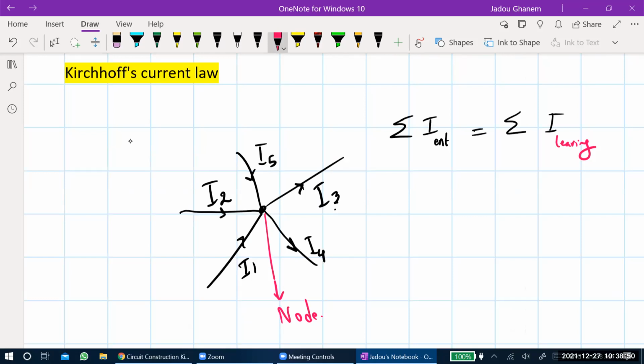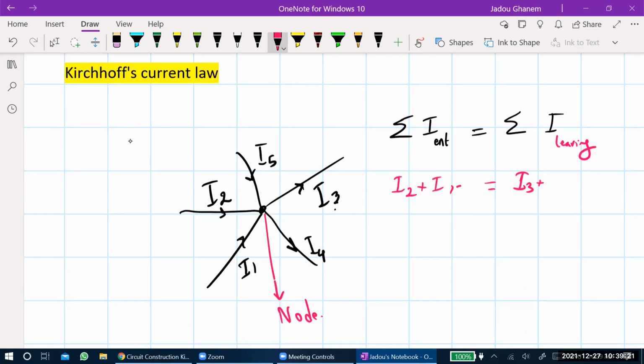So can you just choose which currents are entering and which currents are leaving? Okay, so I2 is entering the node, I3 is leaving. Oh no, wait, hold on. It's correct. And then I1 is entering and I3 is leaving.